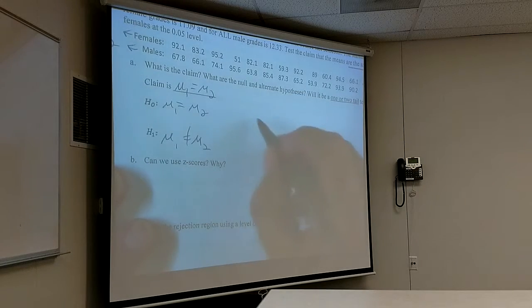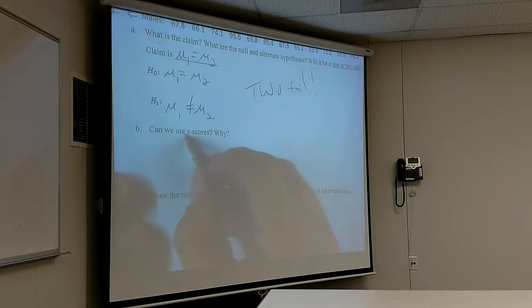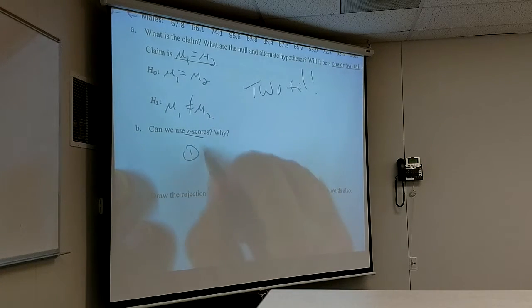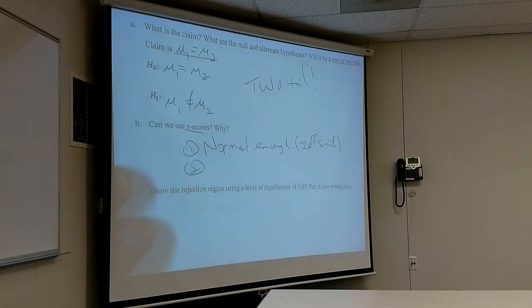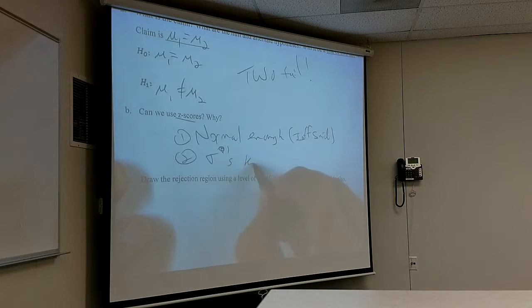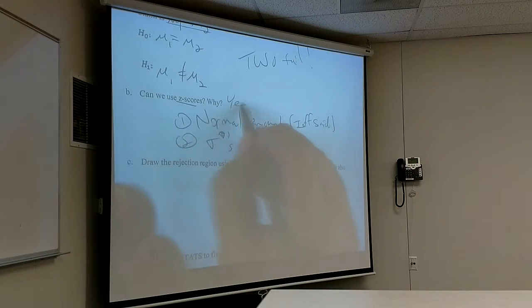One or 2 tail test? 2 tail. Can we use z-scores? Yes. Why? Because I added the statement that the populations are normal enough. And what else? Sigmas, they're known. Sigma's known. So therefore, you can use z-scores.